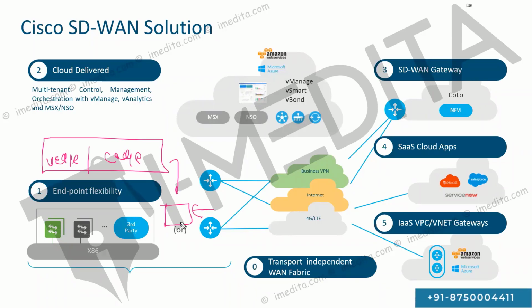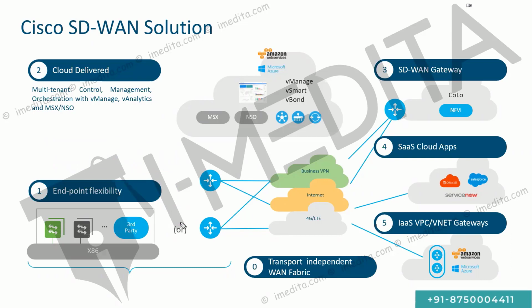We don't necessarily need to purchase a dedicated router for that. We can just download the image and deploy it on the virtualized environment such as ESXi. We'll see that in a moment. The SD-WAN solution can be completely cloud delivered.